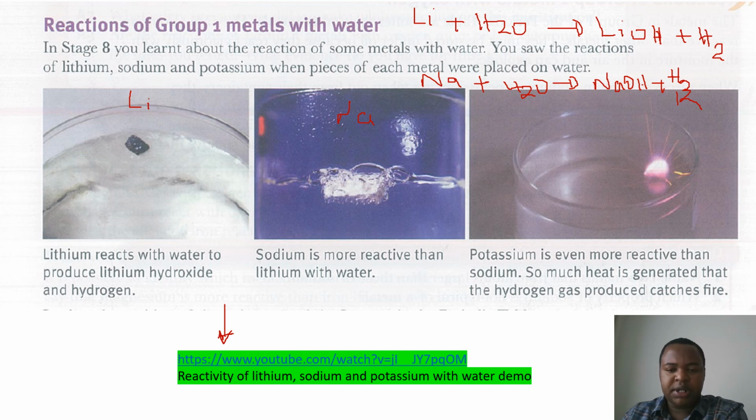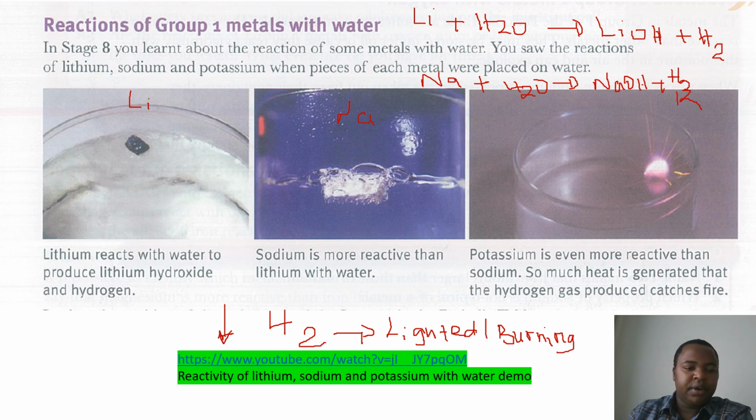Remember, as we said in class, the confirmatory test for hydrogen gas in the lab is to use a lighted splint or a burning splint, and it should produce a pop sound. A lighted or burning splint produces a pop sound. If there's no pop sound, then that gas is not hydrogen.